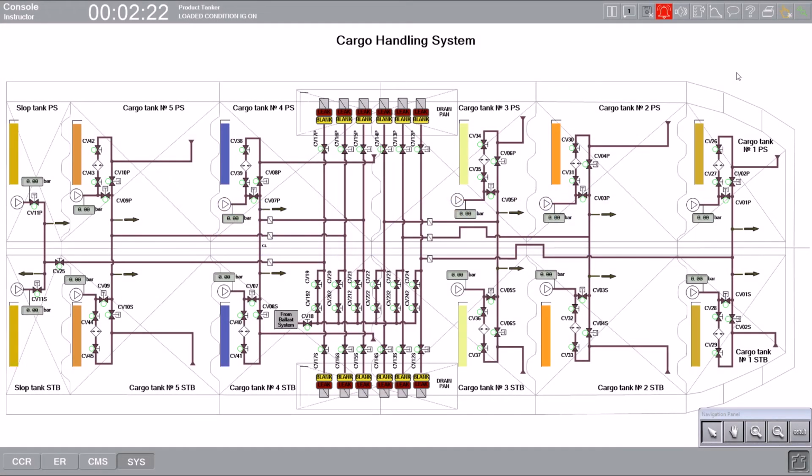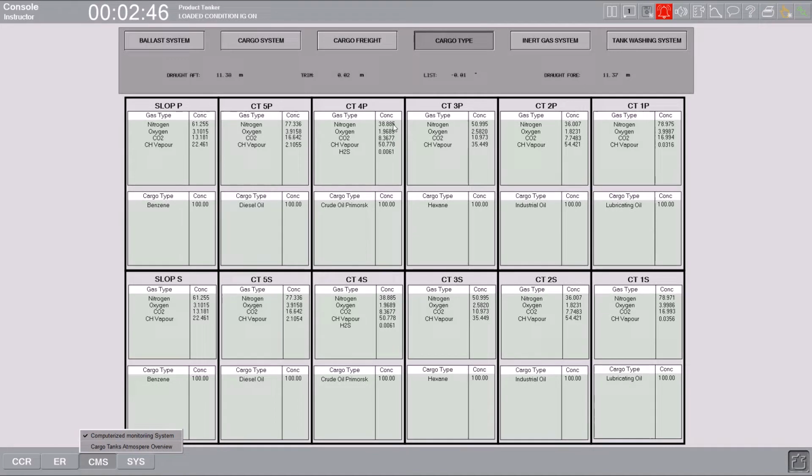Let's see now the procedures how to discharge the cargo tanks on the simulator. You can see that we have different cargos in each group of the tanks. The group here is the wing tanks, port and starboard is one group. However, we have 6 different types of cargo loaded on board.